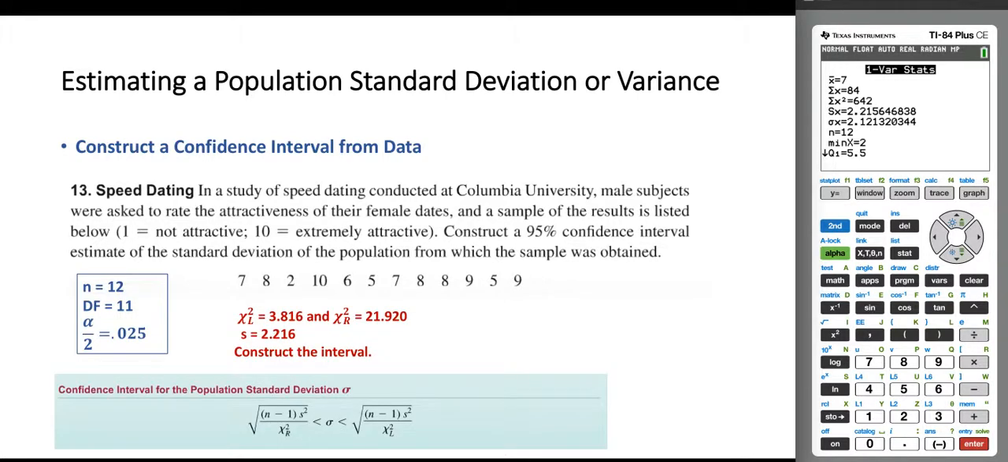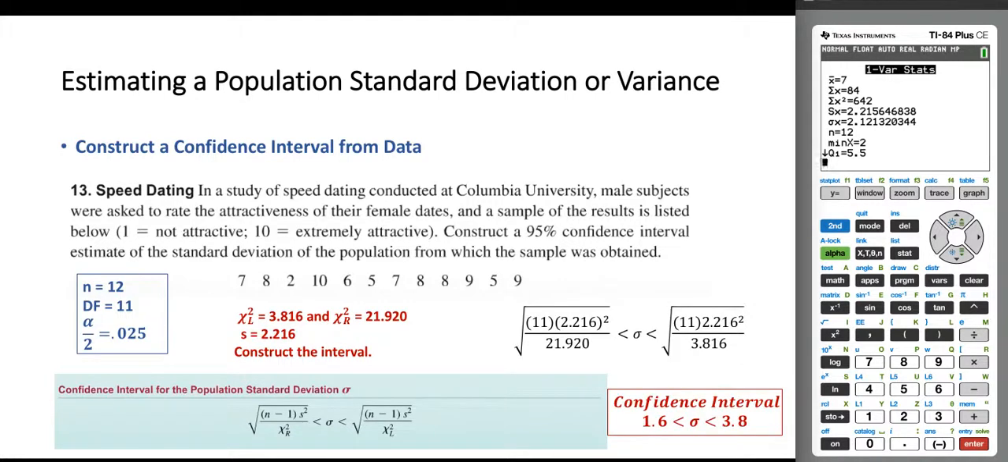So once again, I'm going to use this formula. And when I put the information in the formula, I get a confidence interval rounded to 1 decimal place, 1.6 to 3.8. So we are 95% confident that the population standard deviation is between 1.6 and 3.8.